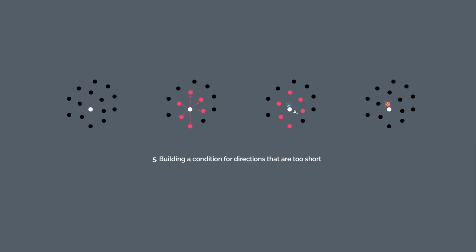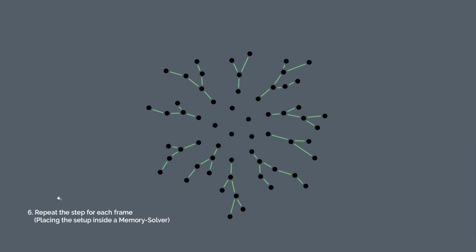But what we need too is a condition. For example, for this point in the center, when we collect the neighbor points and build an average direction out of the directions to the neighbor points, we get a very short direction. That's something we don't want. So we say if it is too short, then we don't create a point and a line. And then when we do this over and over again inside of a solver, we get this kind of look here. Okay, that's it for the explanation. Let's jump into Cinema.